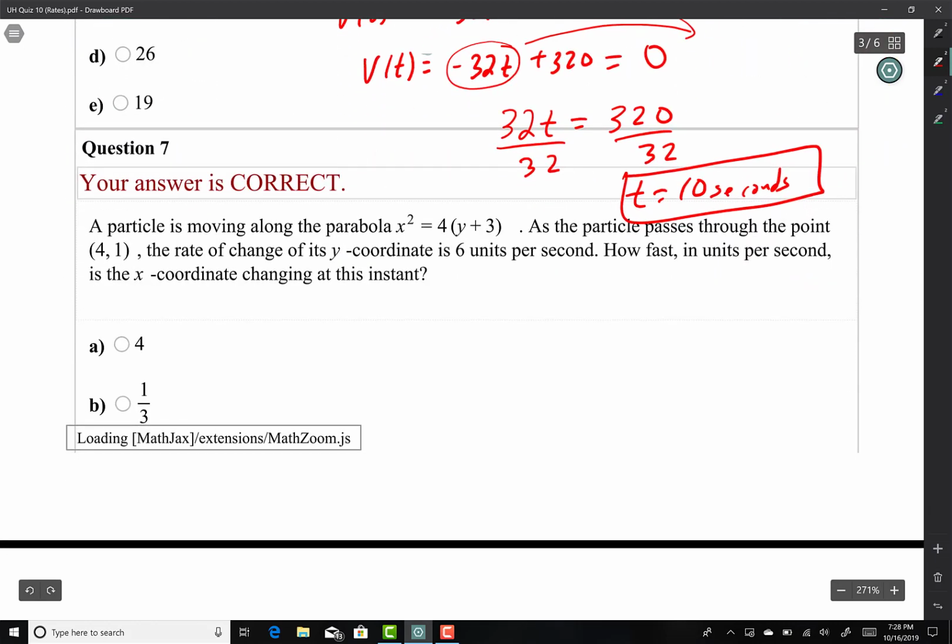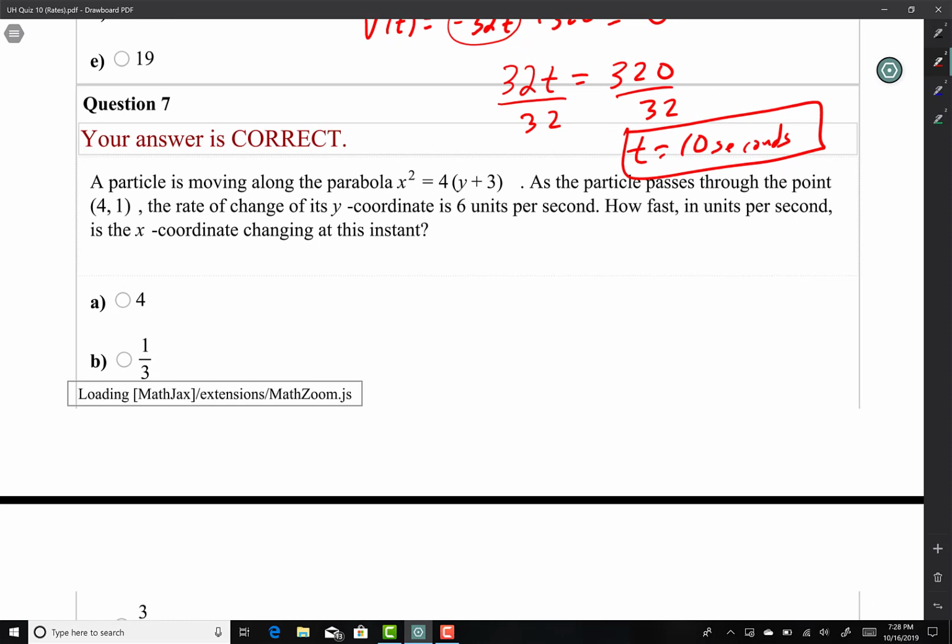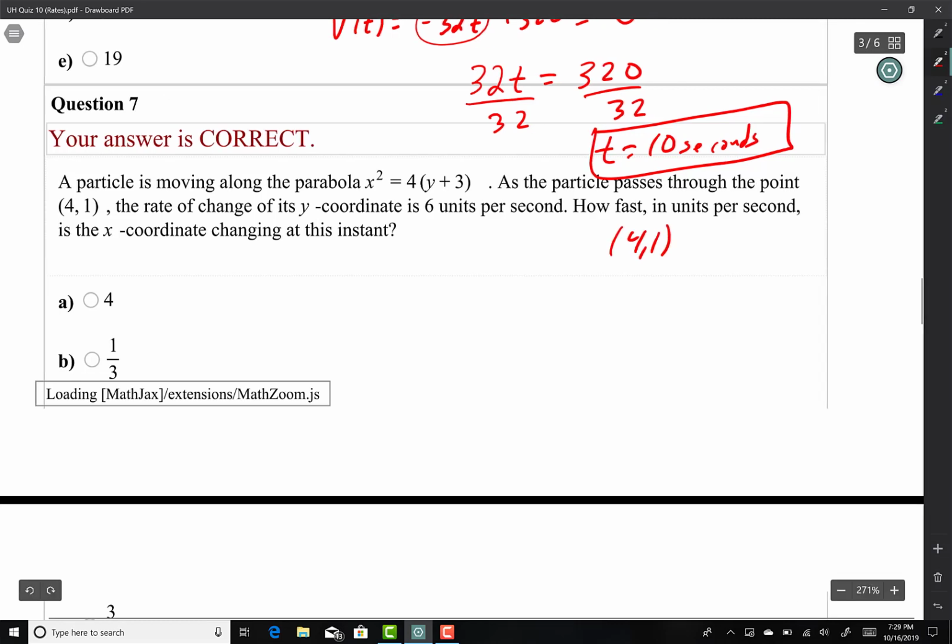Another one. A particle is moving along the parabola x squared equals 4y plus 3. As the particle passes through the point 4,1, the rate of change of its y coordinate is 6 units per second. How fast in units per second is the x coordinate changing at this instant? So what they want is dx dt. So first write what you do know. So you have a point 4,1, and you know that the y coordinate is changing at 6 units per second. So that means that your dy dt is 6 units per second.